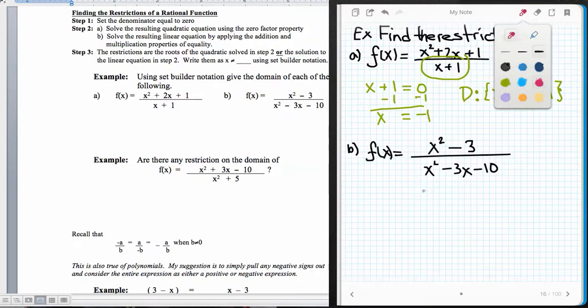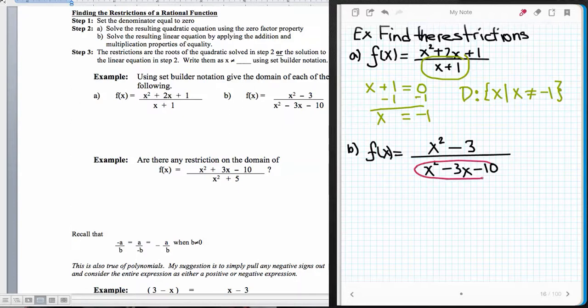Now on our second one here, we have a little bit more complication, right? This denominator down here can't be equal to 0. So when I come over here and I set this denominator equal to 0 to try to find out what's going to make it equal to 0, what I see is a quadratic equation or a polynomial equation of second degree, which means I'm going to use my factoring skills to find out where the zeros are.